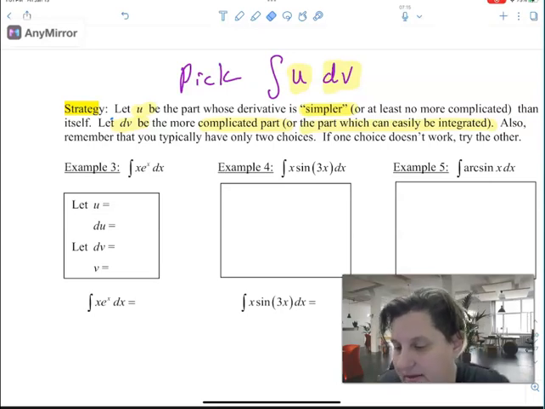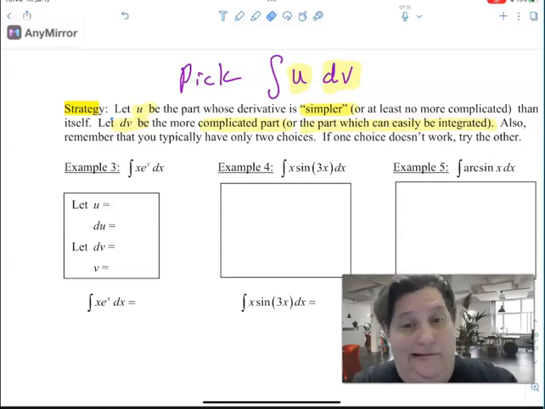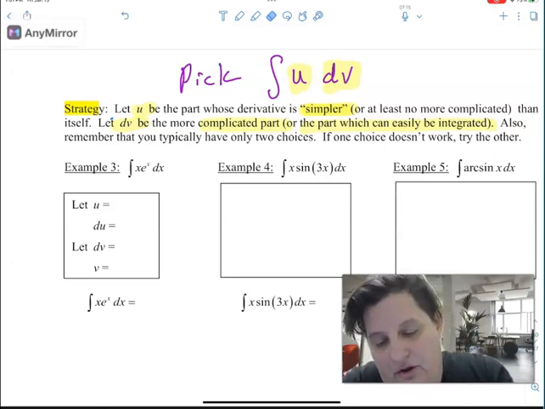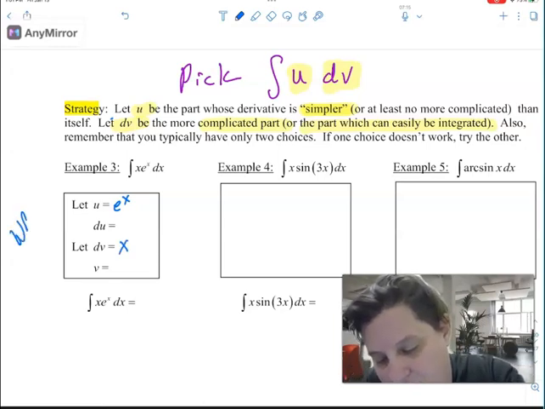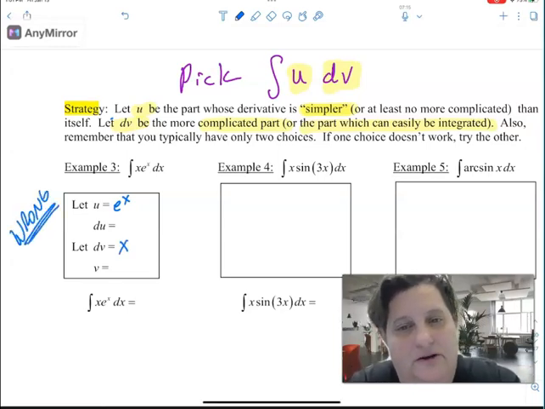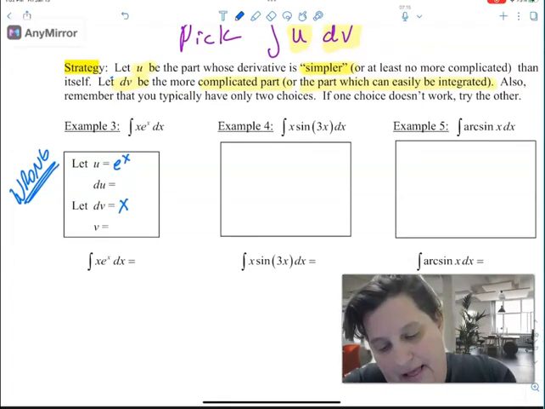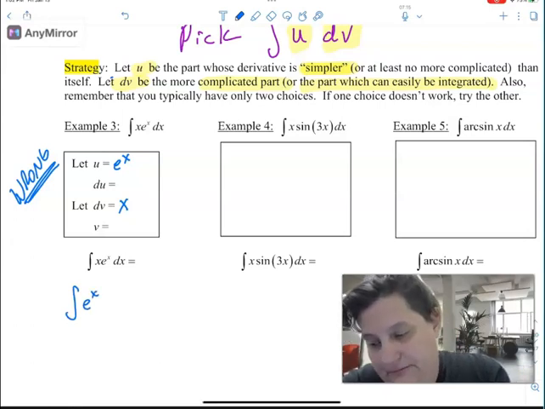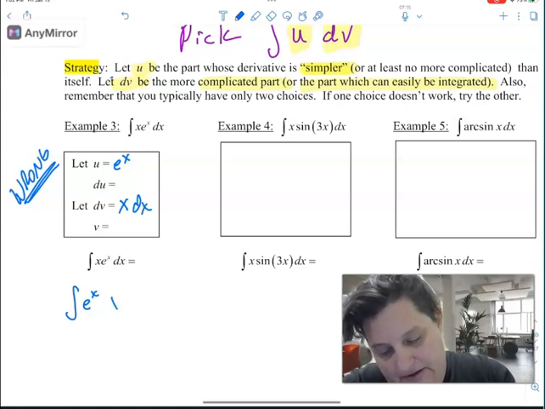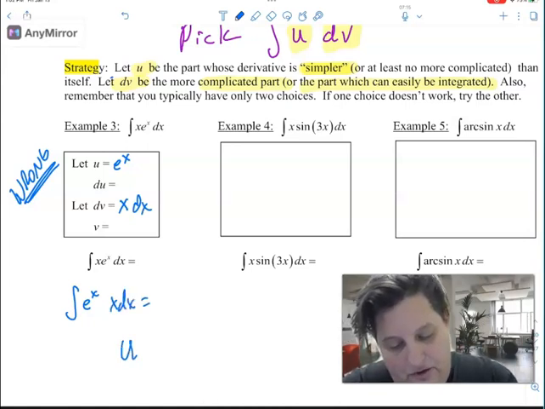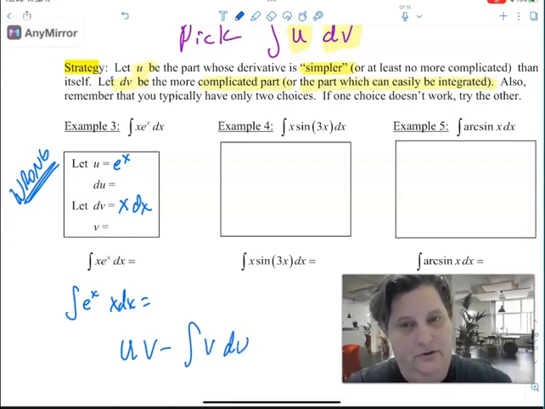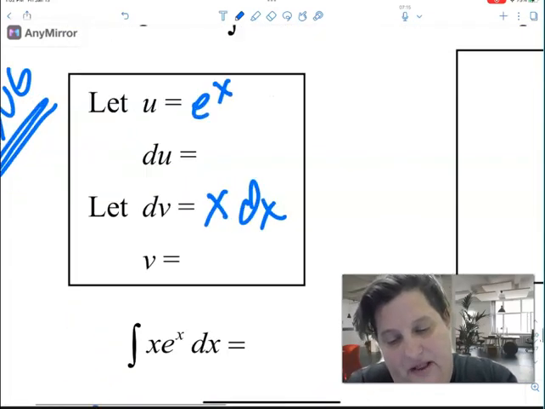So let's look at this one, and let me do it wrong first. It's not cool, but let me do it wrong first, alright? So u, let me go ahead and pick that as e to the x, and dv as x. Okay, this is wrong. So don't write this yet, just watch what happens. Alright, so the integral of u and then dv, which would be x dx. And then it's ultraviolet voodoo.